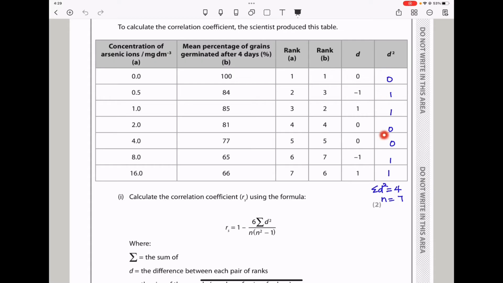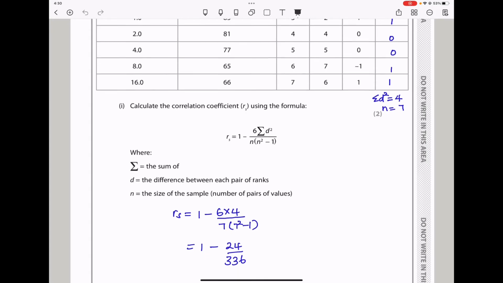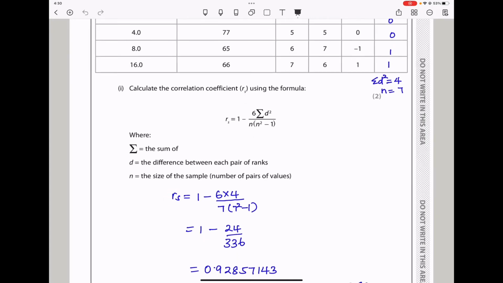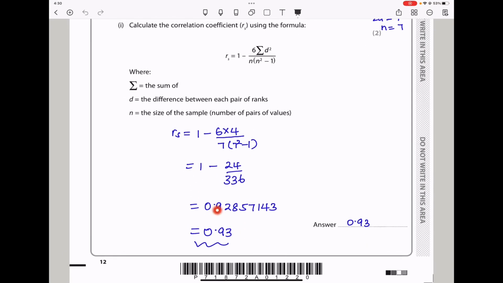So when we add up everything here, we get the summation of d squared is equal to 4. So this part is going to be 6 times 4. And then n, we have to count 1, 2, 3, 4, 5, 6, 7. These were 7 samples or 7 data sets. So I used n is equal to 7. Now in my calculation, RS is 1 minus 6 times 4 divided by 7 into 7 squared minus 1. And using a calculator, it was 0.92857143. Rounding it off, it became 0.93, which is the answer here.